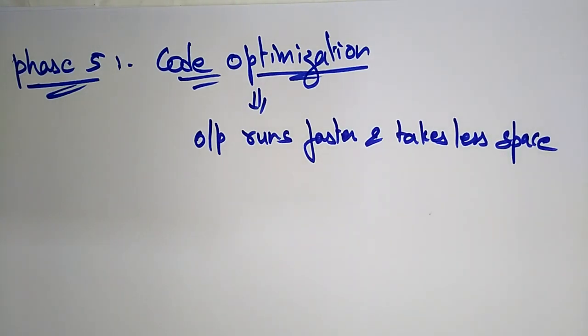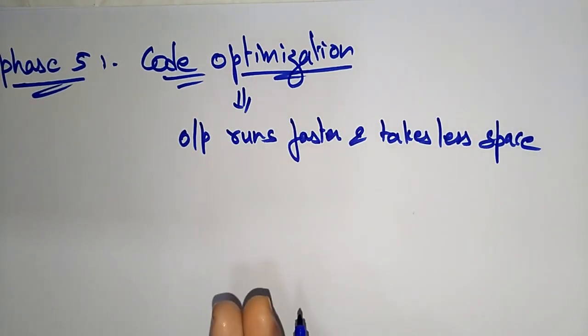How does it improve the intermediate code so that the output runs fast and takes less space? It removes the unnecessary code lines and arranges the sequence of statements in order to speed up the program without wasting the CPU resources. So the main aim of the code optimizer is to remove unnecessary code lines and arrange the sequence of statements so that the program speeds up without wasting resources.